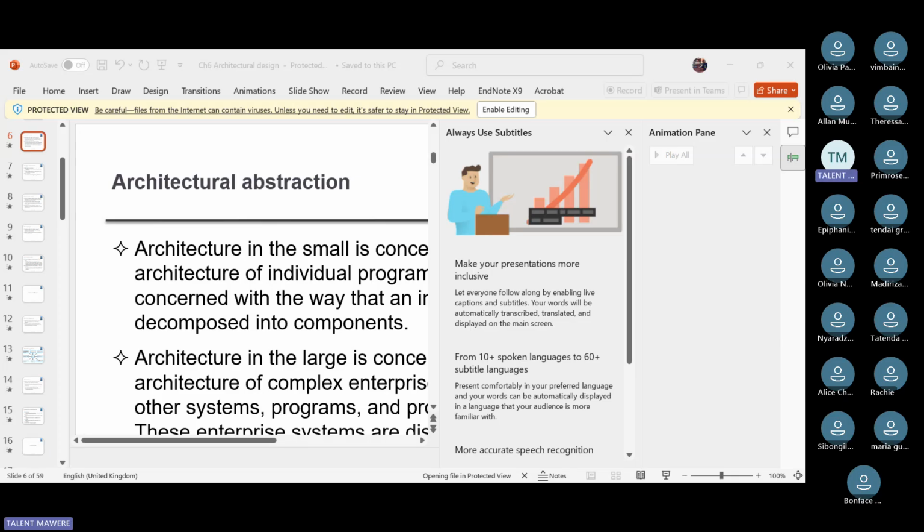So we are saying that if we are talking about architecture in the small, we are concerned with the architecture of individual programs.